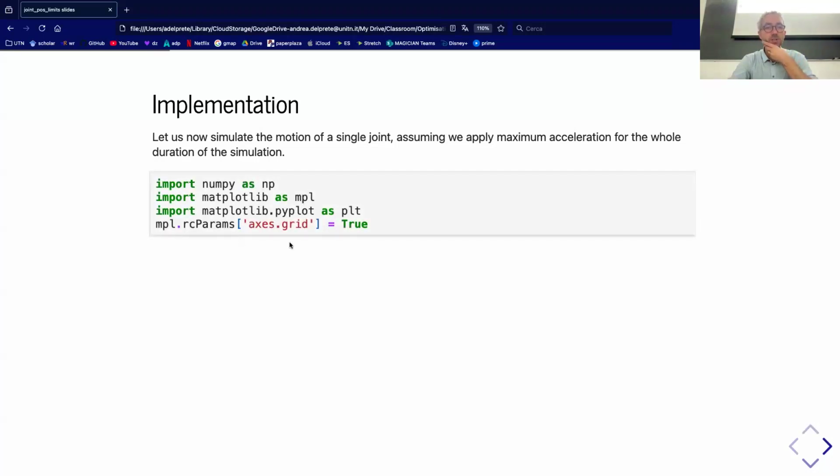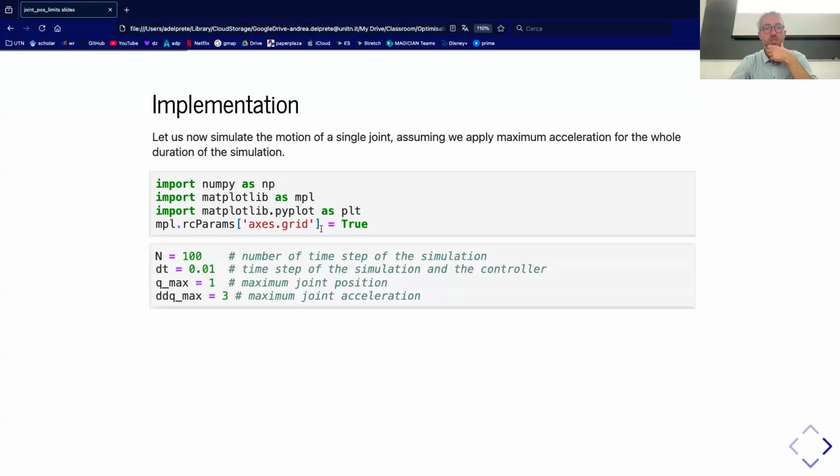So here is the code that I wrote. I'm importing NumPy, which is a library for doing linear algebra, which I've already shown you. Matplotlib is a library just for plotting stuff. And with this line, I'm enabling the grids in the plots. Then I'm going to define some constant values. n is the number of time steps of the simulation, which is 100. dt is the time step duration in seconds, so this is 10 milliseconds. So I'm going to do 100 steps of 10 milliseconds, which means 1 second of simulation total.